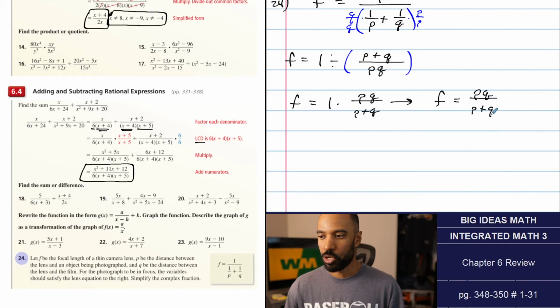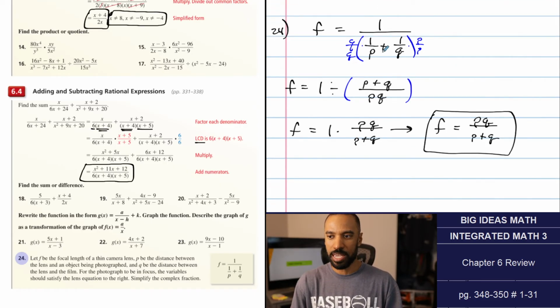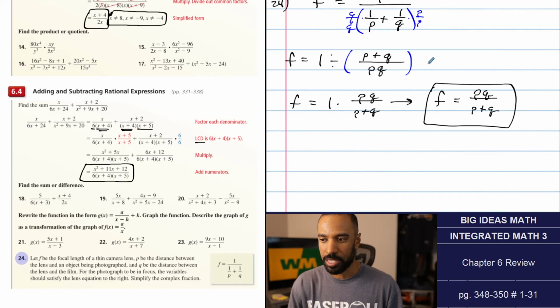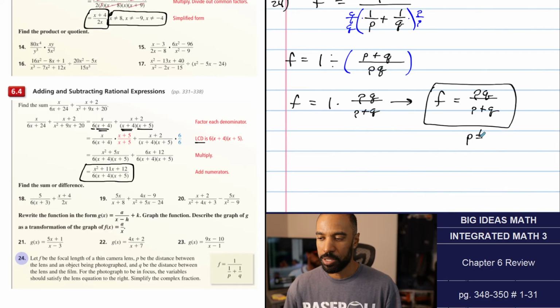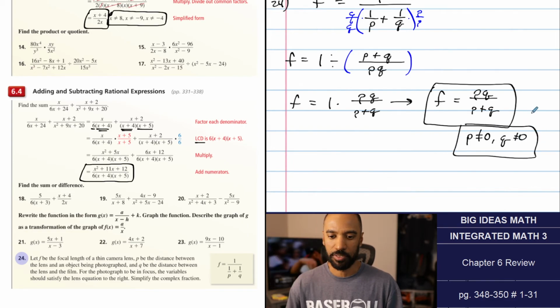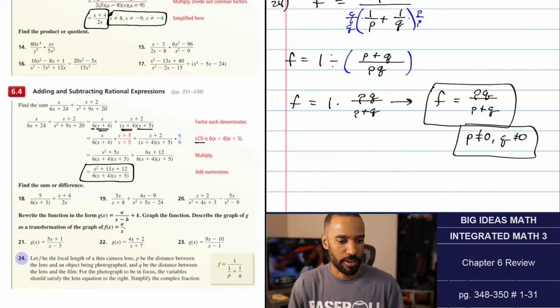Now, given the original restrictions here, remember we can never be dividing by 0. That means this p and this q could never be 0, whether it existed at this time or at this time right here. So I probably need to mention p can't equal 0, q can't equal 0, and then we're all good with the simplification. So there's our final result of that one.